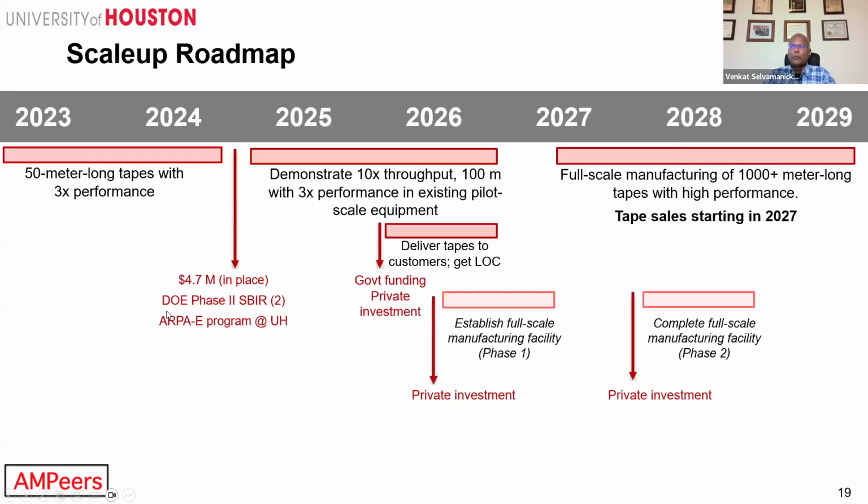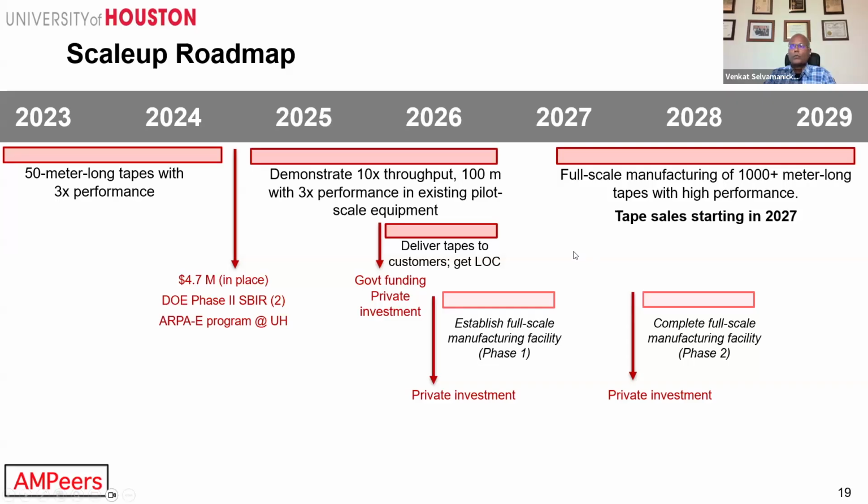So in terms of our roadmap, like I said, we already demonstrated these 50-meter long tapes with high performance. We have current funding both at the university and at Amperes to demonstrate high throughput manufacturing of these high performance tapes to longer lengths, and also in the process to deliver tapes to customers and get letters of commitment. And we are in the process of raising private funds, and hopefully when that happens, we'll be able to establish a full-scale manufacturing facility and begin full-scale manufacturing by 2027.